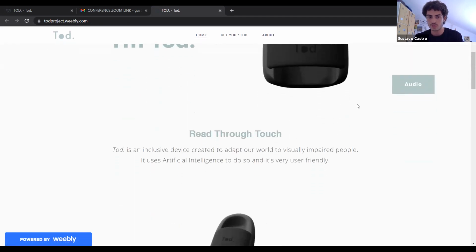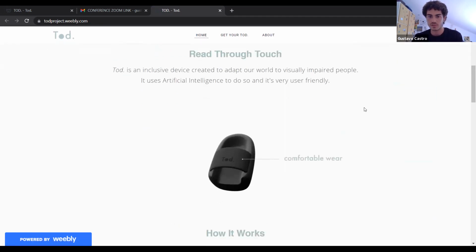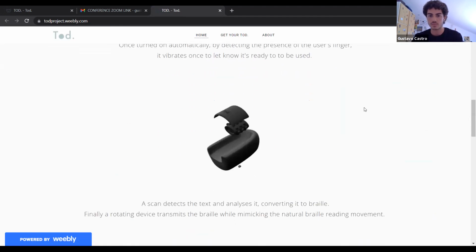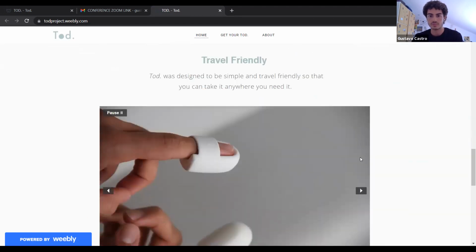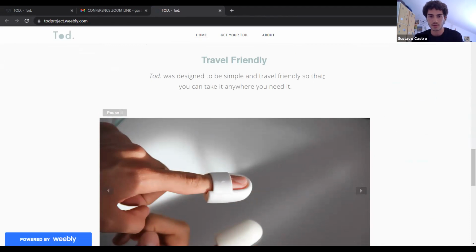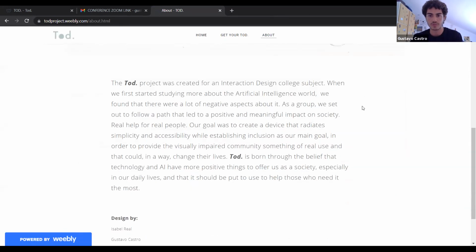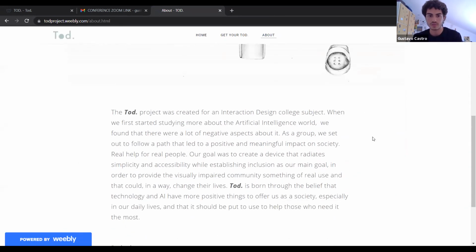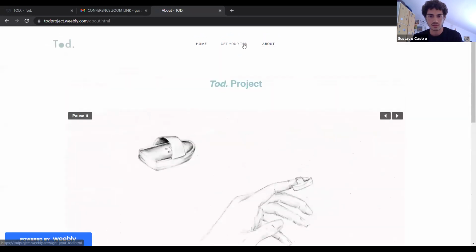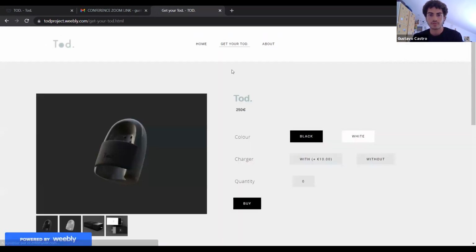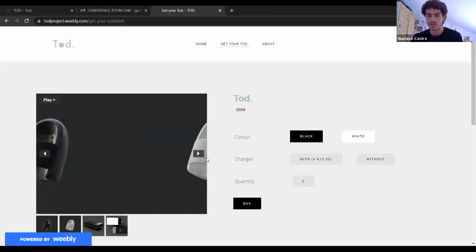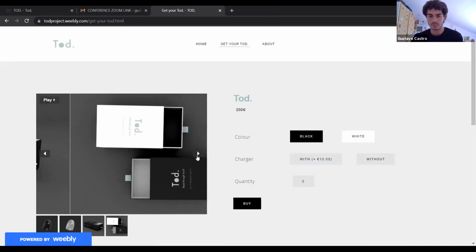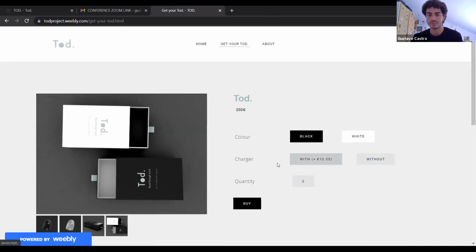The first one is the home page, where we have the basic information about the product, how it works, its different components, and also some images of the 3D model. Then we have an about page with a short text describing the concept and how this project started. And finally, we have a page where the user can buy the product, choose between the 2 versions, black and white, see the whole packaging, and also select the charger or not if they already have one.